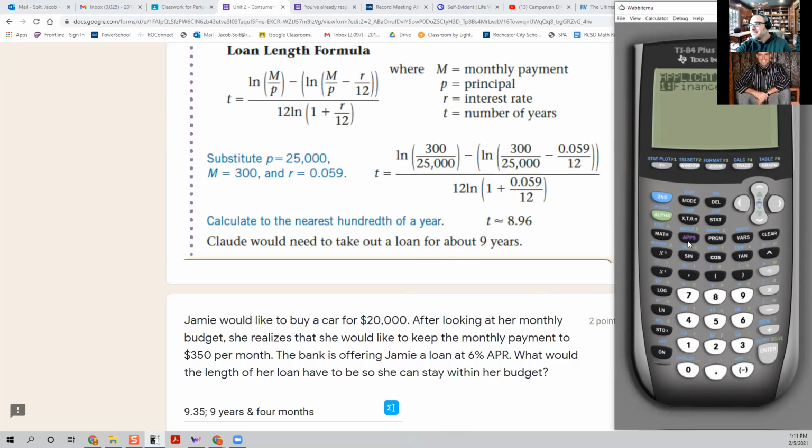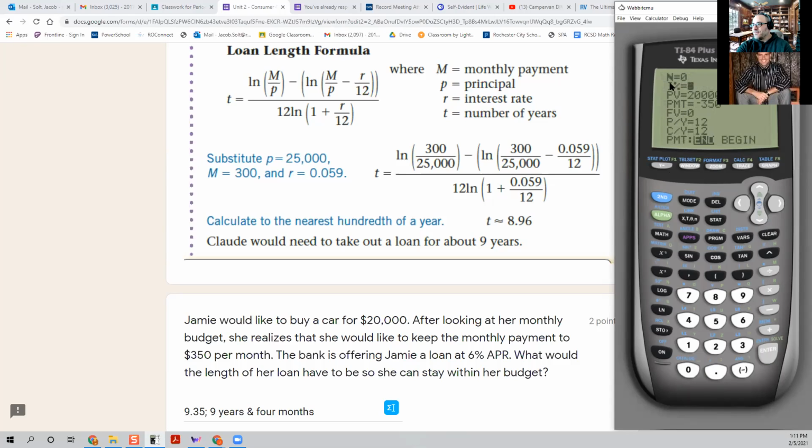Remember this apps button? Remember that finance app? I press the apps button. I'm going to press enter. And this TVM solver. Well, guess what? This TVM solver can solve this for us. Watch how this works here. I don't know. Put in 0.